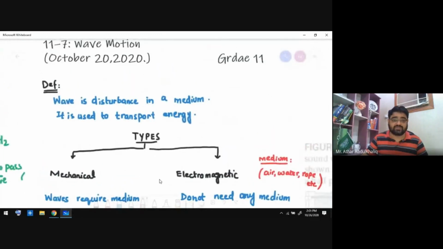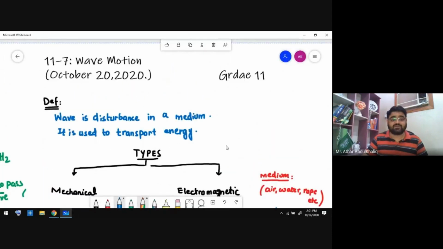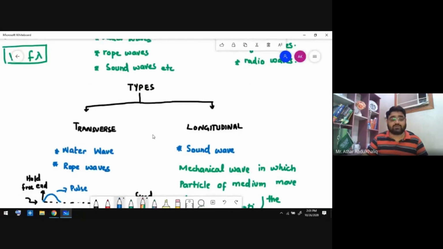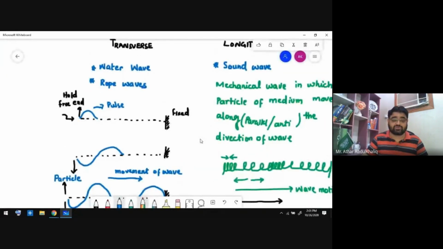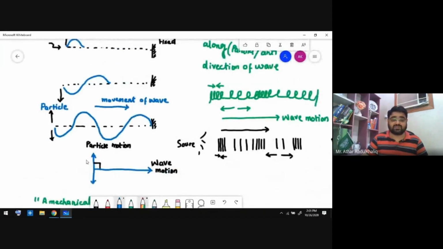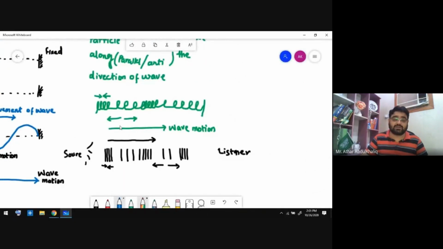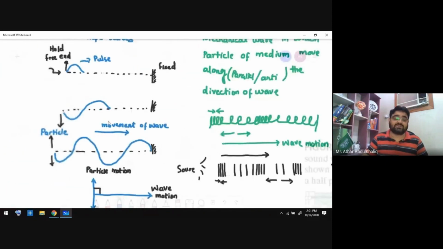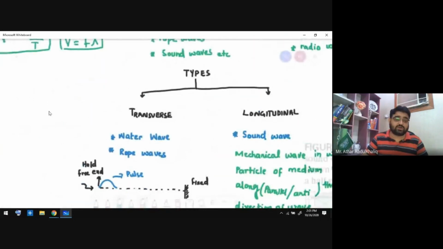You know, I wrote the definition of the wave: a disturbance in the medium used to transport energy. Then mechanical wave, electromagnetic wave. Then we talked about the types of mechanical waves. I tried to show that this is a transverse wave, the particles move up and down, the wave moves forward. Then I showed you the particles move left and right, whereas the wave is moving to the right. So these are some basic definitions that we already did last week.